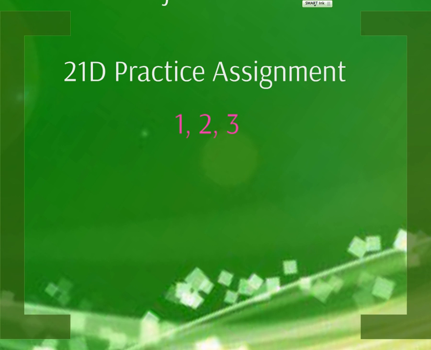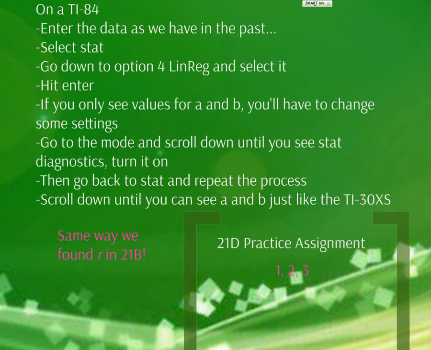So the assignment is 1, 2, and 3. Hang on, it's not really going anywhere because these are the TI-84 directions. They are exactly the same as 21B. The only thing is if you've already done this step on your calculator, you won't have to do it again. So if you already did this step on your calculator for 21B, you will not have to repeat that. And it is an option for, and now you know what LINREG stands for, linear regression. So that's where R is, that's where A and B are also. So that's the TI-84 if that's the calculator that you prefer.